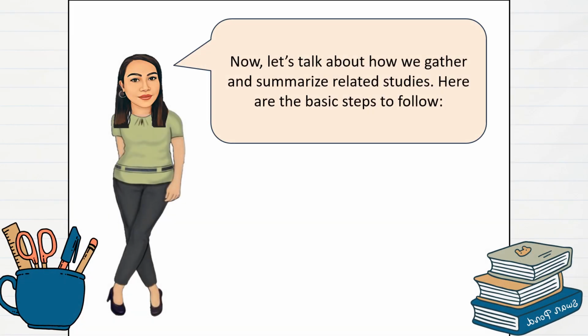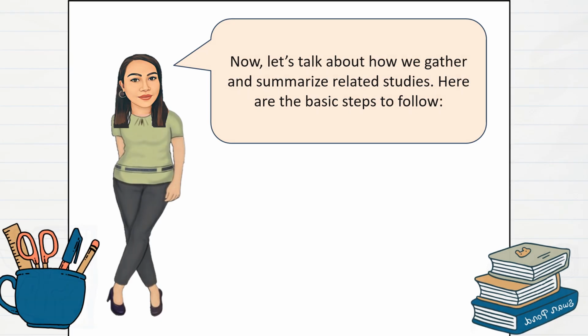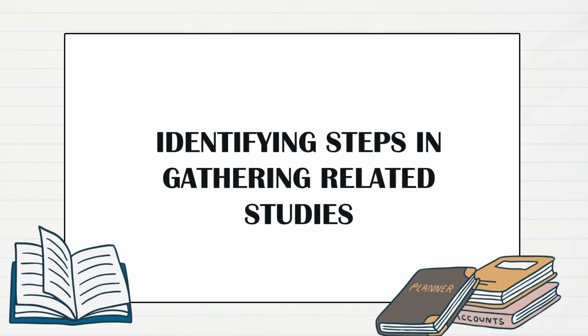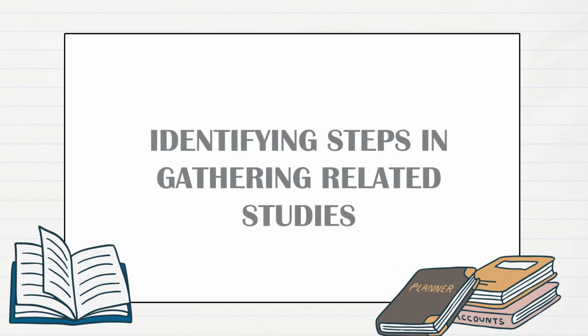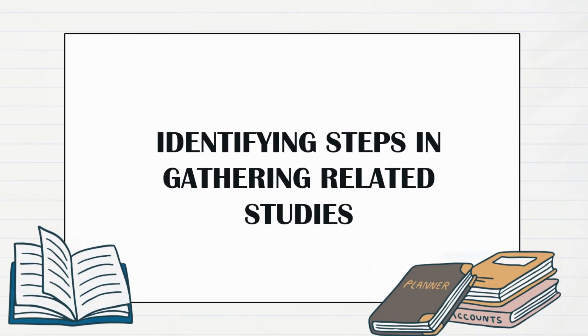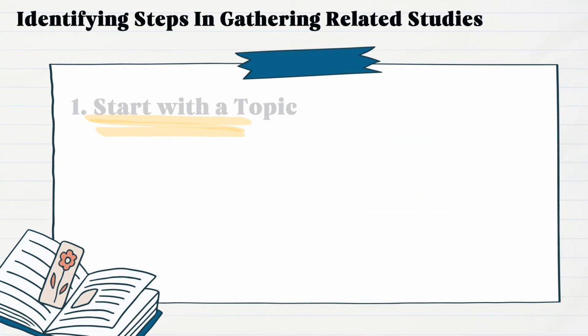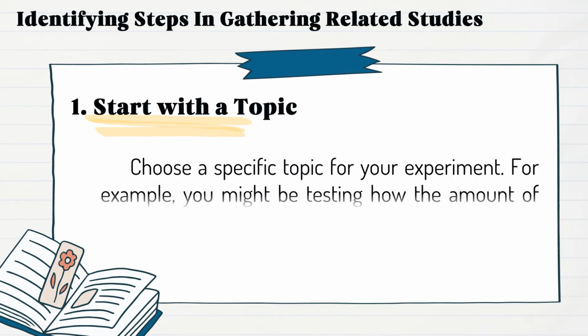Now, let's talk about how we gather and summarize related studies. Here are the basic steps to follow. Identifying steps in gathering related studies. 1. Start with the topic. Choose a specific topic for your experiment. For example, you might be testing how the amount of light affects plant growth.